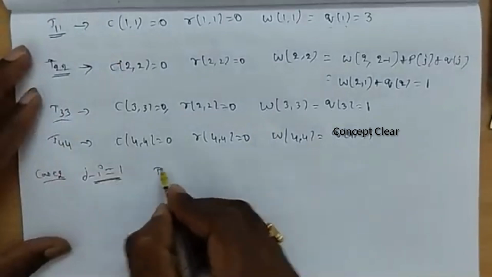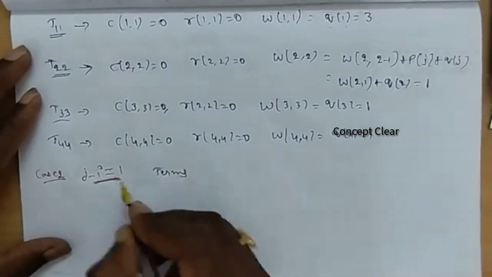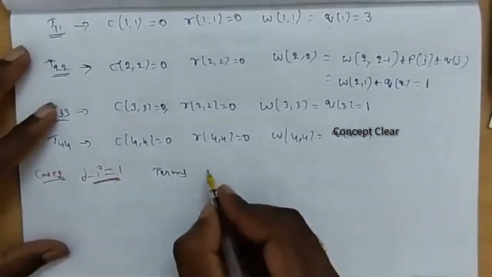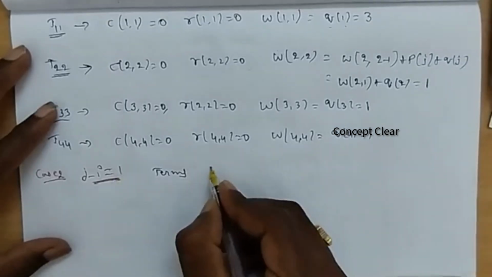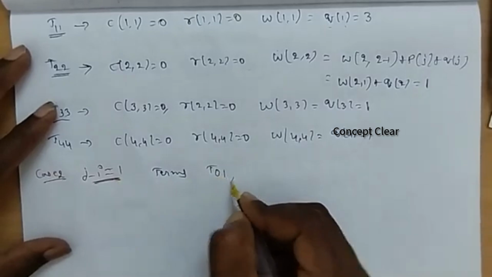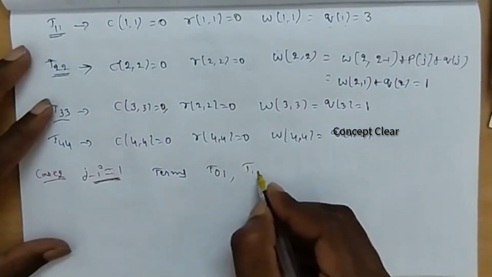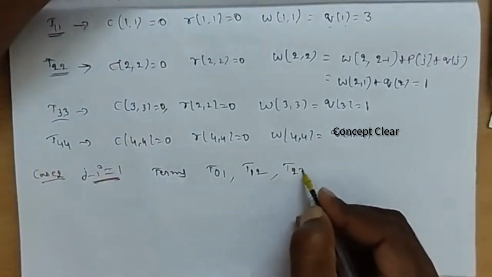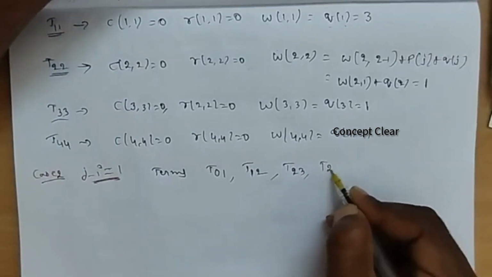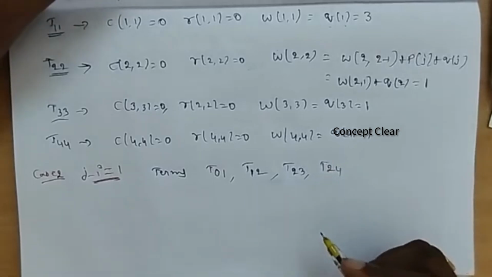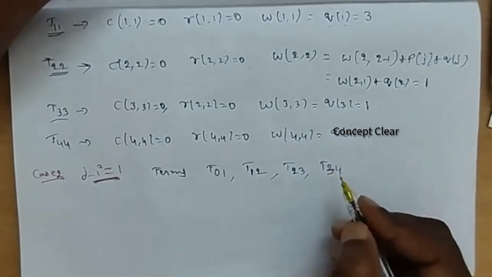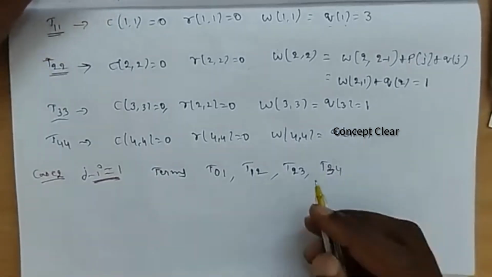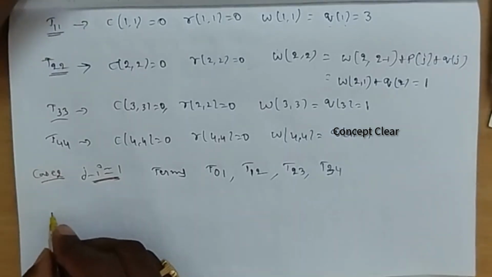Okay, under this, what are the terms we will get? Where will we get the value 1? T01, T12. It means the difference is 1. T23, T34. Okay, sorry, 3, 4. These are the terms. Okay, for the first term I am finding here.